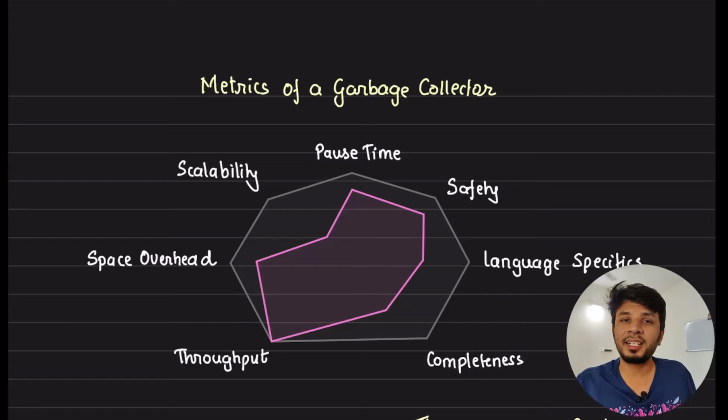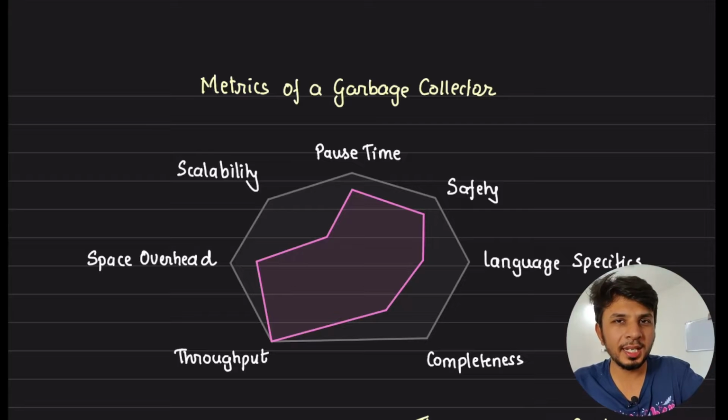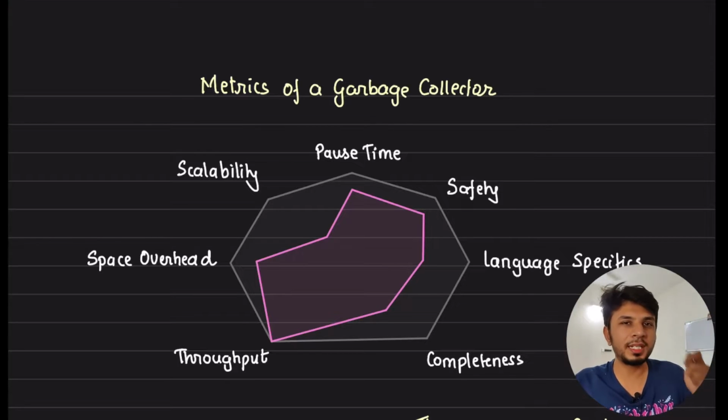The best garbage collector is a myth. If you're trying to build your own garbage collector or trying to pick a garbage collector for your specific use case, there are 7 parameters that would objectively help you decide which one to go for. These parameters define a garbage collector and determine its performance on your specific workload.